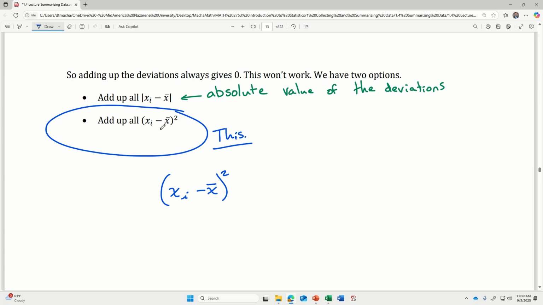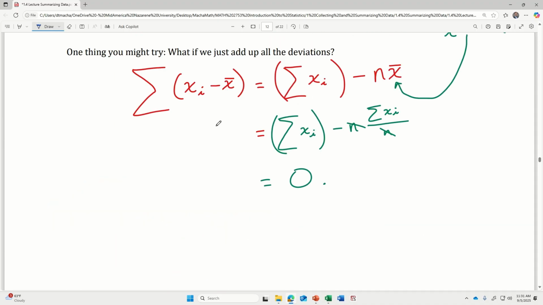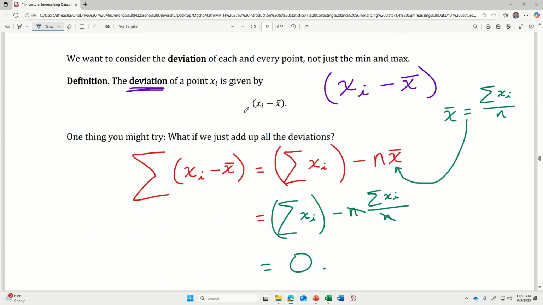Yeah. On this page of notes, I'm just trying to talk you through how we're coming up with this measure of dispersion. Like why we care about the deviation of each measurement. And again, I wish I could tell you why we're squaring it, but that has to be a secret.